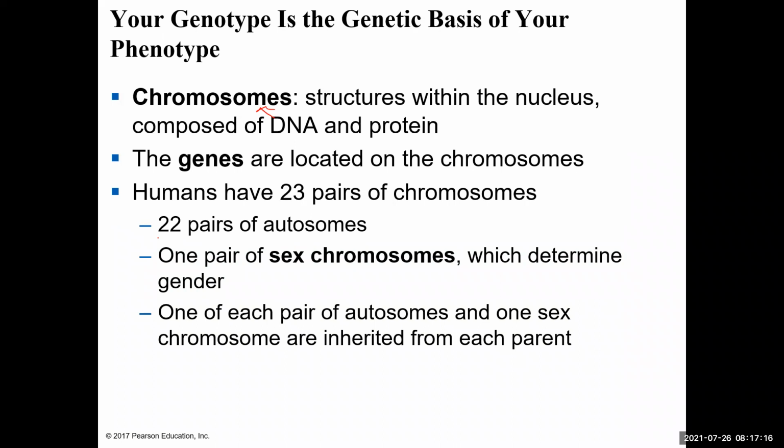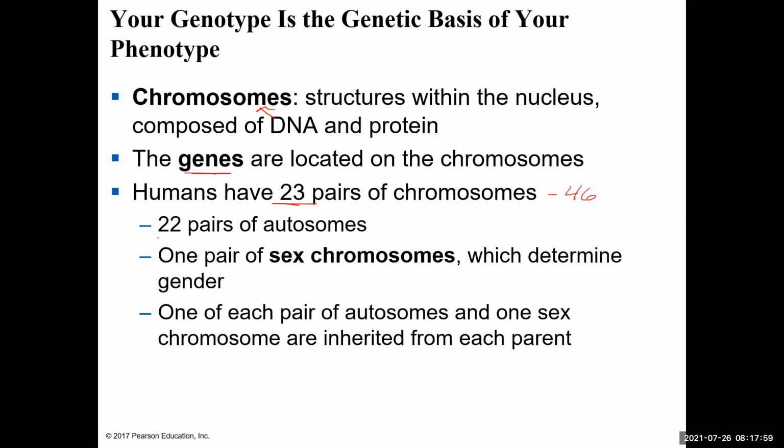And the number of chromosomes is dependent upon the species. So for example, humans have 23 pairs of chromosomes. So we have a total of 46 chromosomes. 23 chromosomes come from your father and 23 chromosomes come from your mother. And on those chromosomes, you have your genes. And so a chromosome consists of several genes.